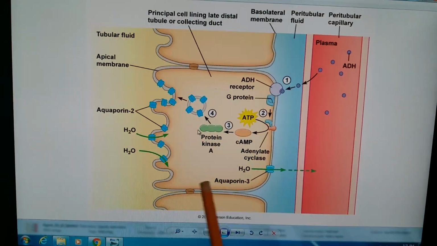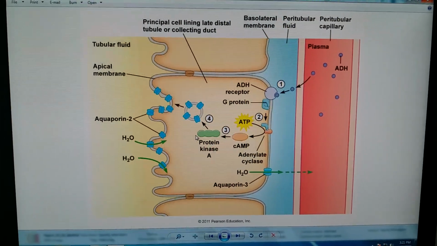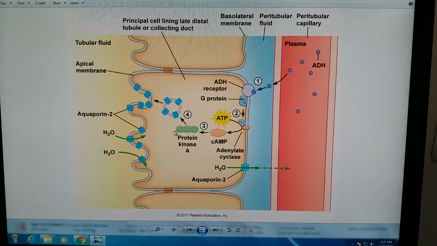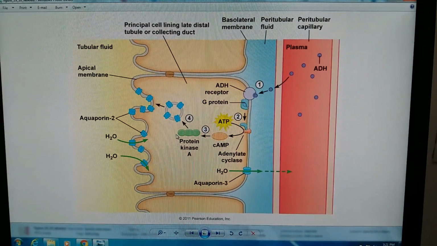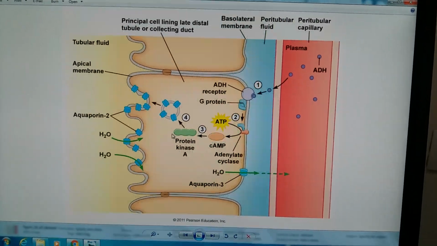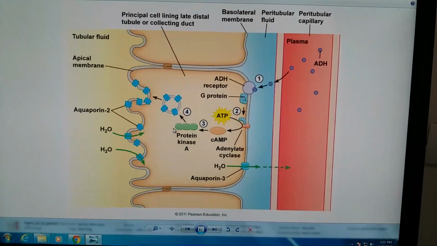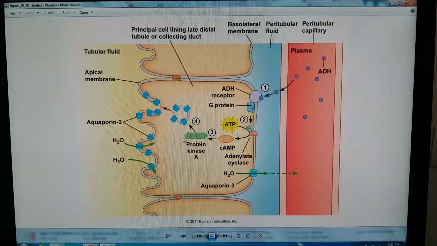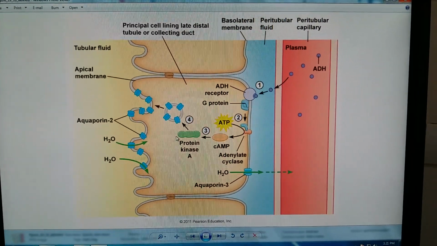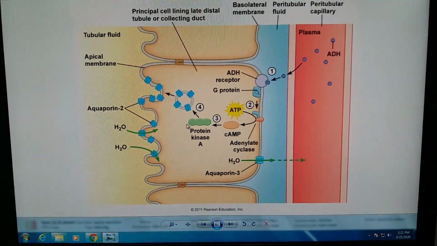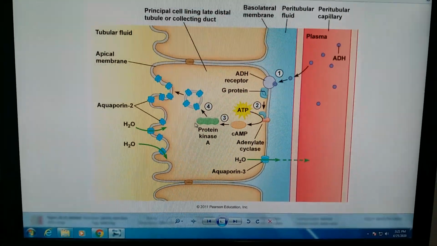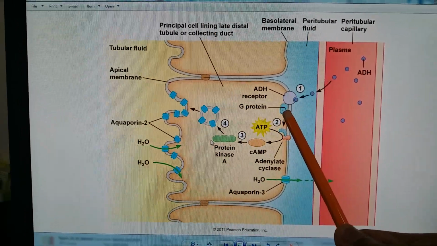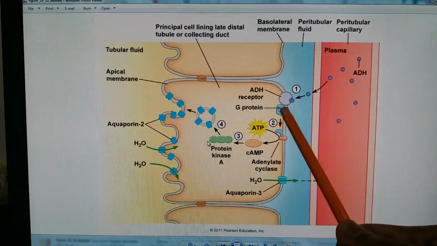Now these cells are impermeable to water normally and they respond only to certain hormones. And the most important hormone is the antidiuretic hormone or vasopressin. Now what does antidiuretic hormone do normally? Let's look at the physiology. Antidiuretic hormone acts on the antidiuretic hormone receptor in the basolateral membrane of the cell, and activates the G protein since it is a G protein coupled receptor.